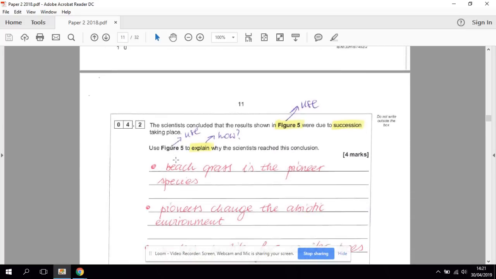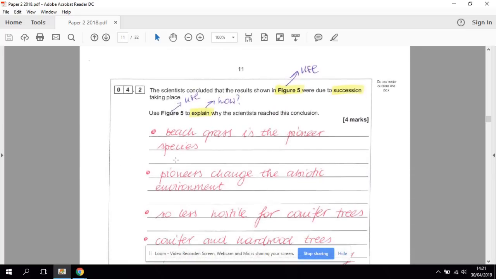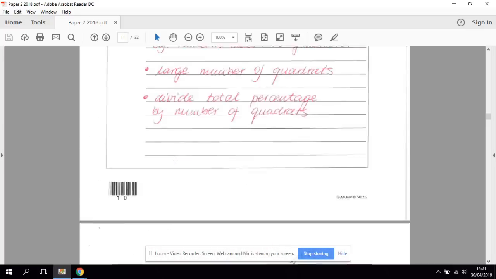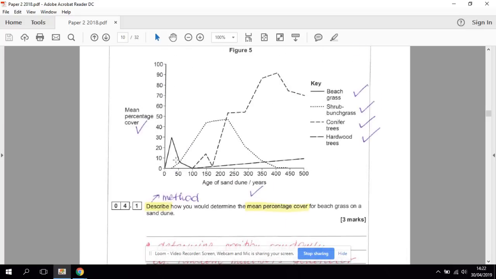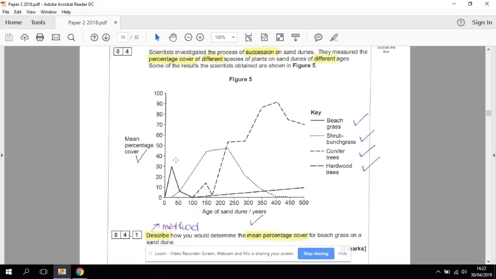Then we've got: the scientists conclude that the results shown in figure 5 were due to succession taking place, and using figure 5, explain how. So coming back to figure 5, you need to of course know your content, so you need to know what succession is. What are the pioneer species, what's their function, that they make the conditions less hostile, then talk about a climax community and the species found in the climax community.